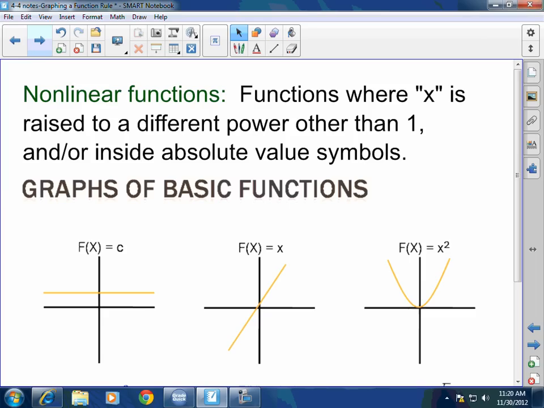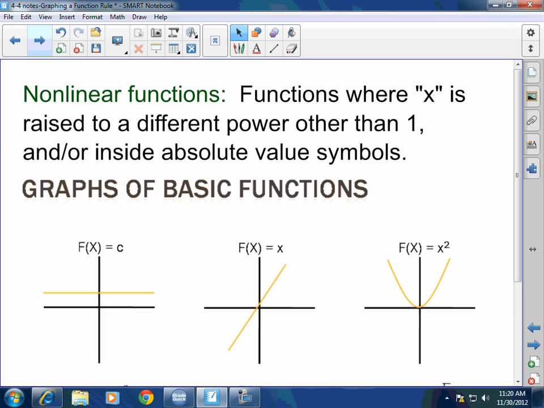Functions where x is raised to a different power other than 1 and or inside of absolute value symbols are non-linear. Linear is only when you have a power of 1.